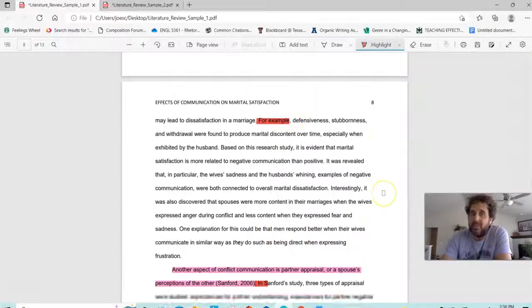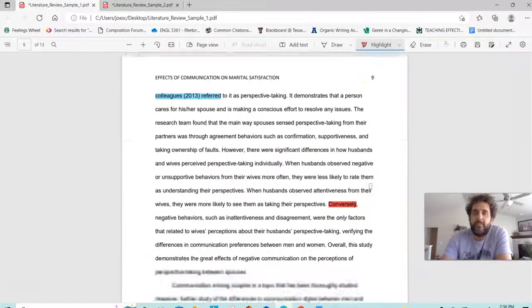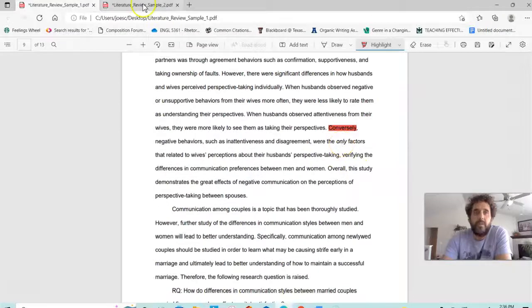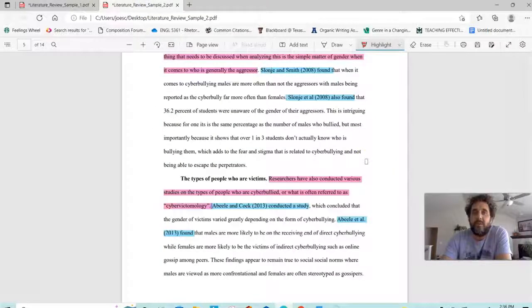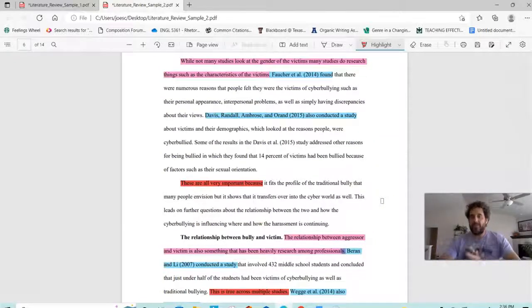"For example" is a good transition to use. "On the contrary," "conversely." Move over to this last one. Again, all the signal phrases are in blue. And of course, there's other features besides the ones I just color-coded here that are important.